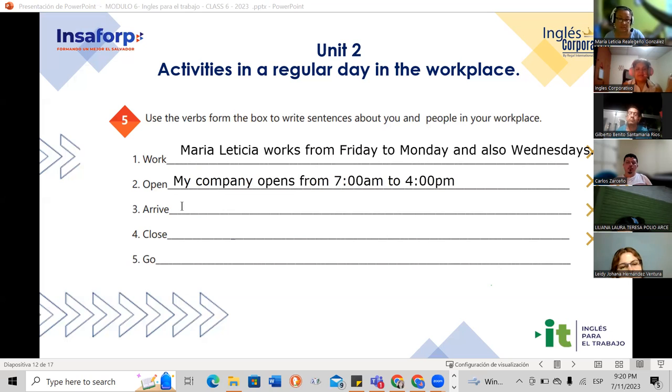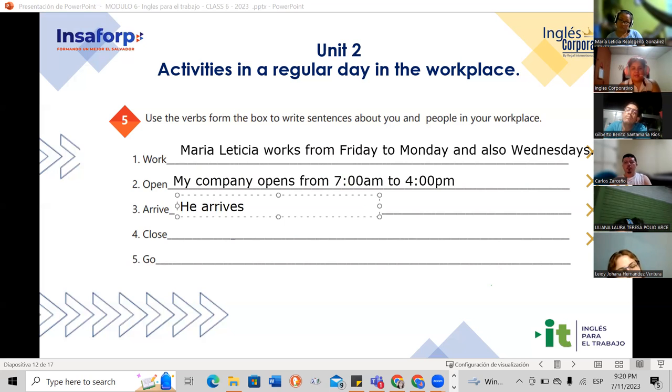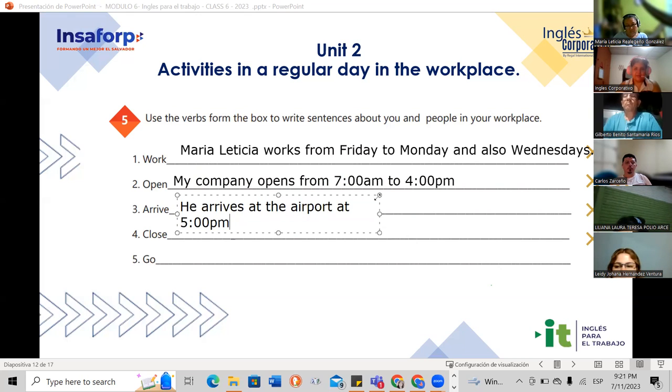Arrive. Who wants to provide me an example with arrive? He arrives at the airport at 5 p.m. Can you repeat that, Robert? He arrives at the airport at 5 p.m. Okay. Teacher, I can say he arrived home at midnight. He arrived at midnight. Yes, you can say that.